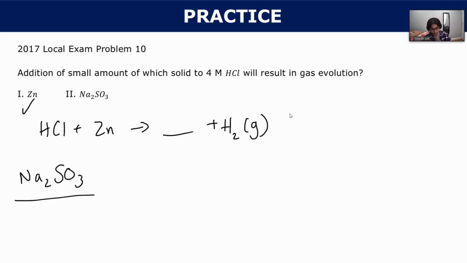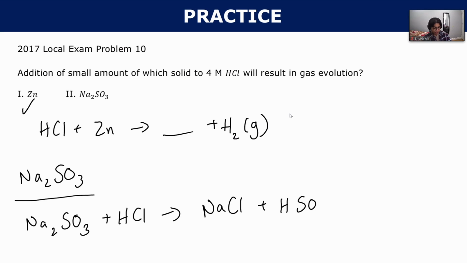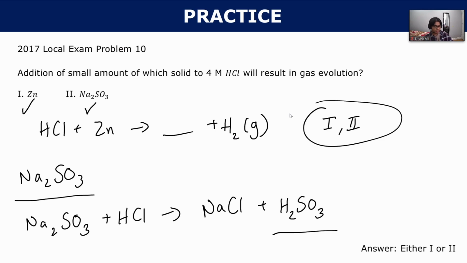Na2SO3. If you react that with hydrochloric acid, again, it's going to be very similar to the one that we just did. We're going to have NaCl plus H2SO3. Sorry. And H2SO3 is one of those intermediates, and this is going to turn into a gas, and we are going to have a gas evolution. So 2 also works. And therefore, the answer must be 1 and 2. Sorry. And we are correct, either 1 or 2.